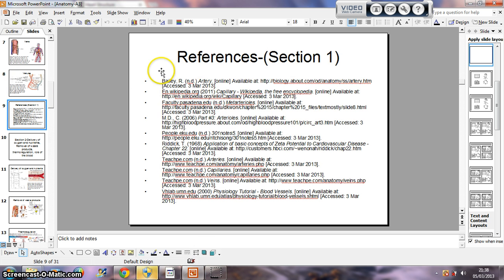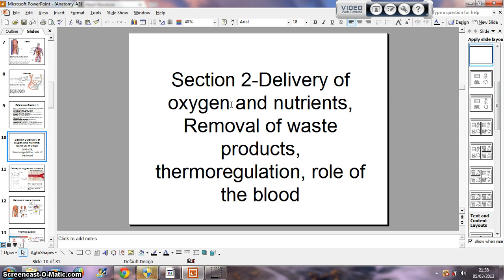Okay, this is just the references done on this section. So we'll move on to section 2: delivery of oxygen, nutrients, removal of waste, thermoregulation, and the role of the blood.